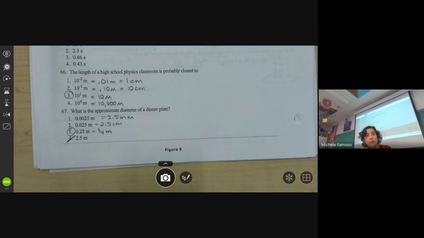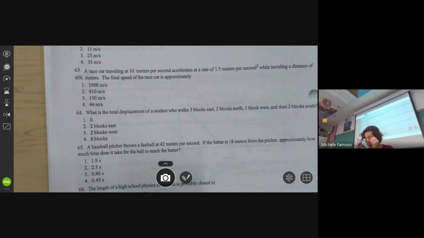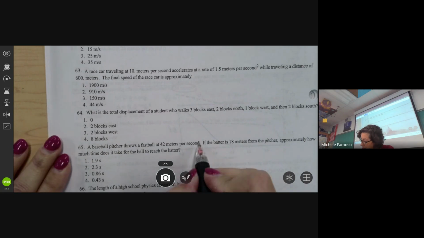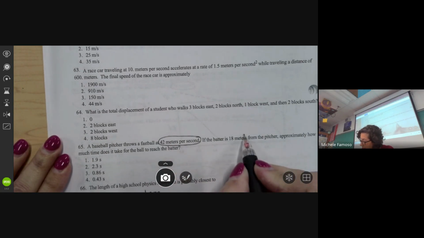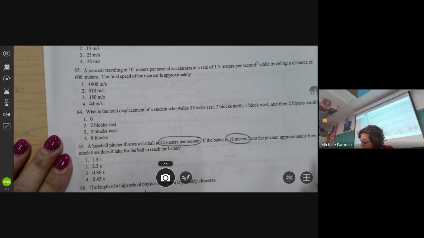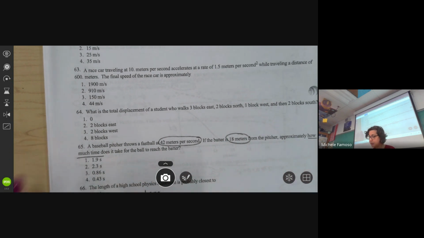Achilles? Yep, 65. A baseball pitcher throws a fastball at 42 meters per second. The batter is 18 meters from the pitcher. How much time does it take?